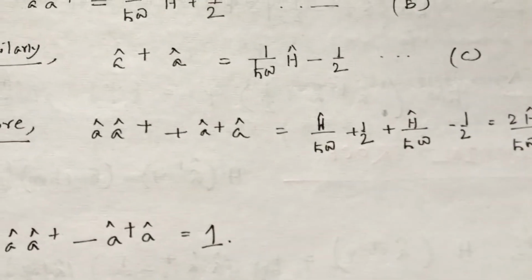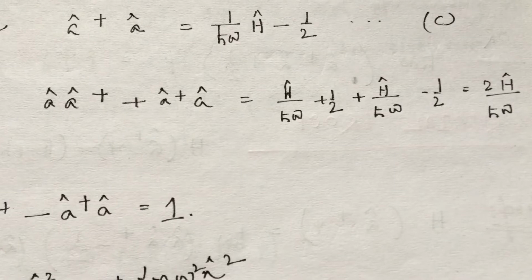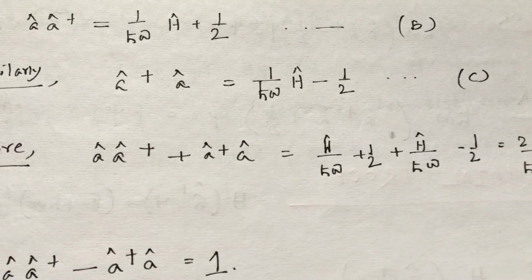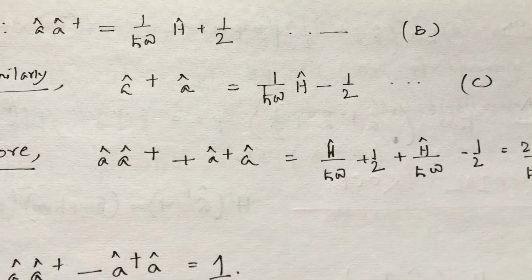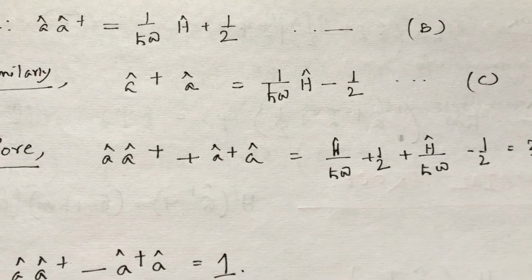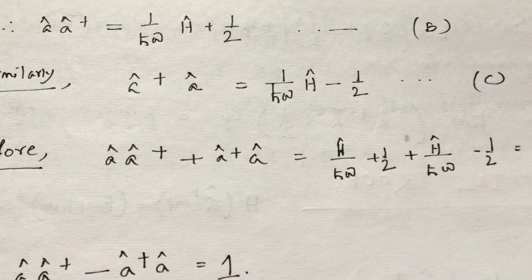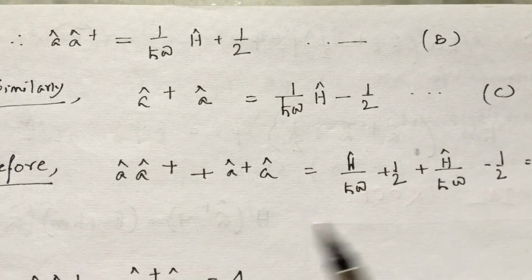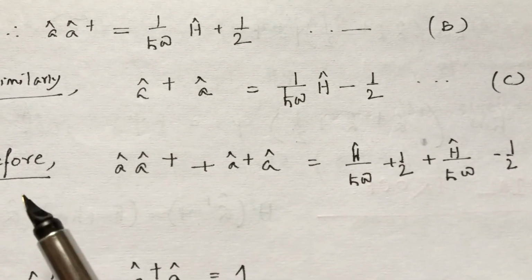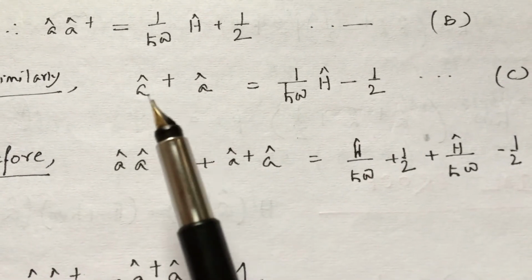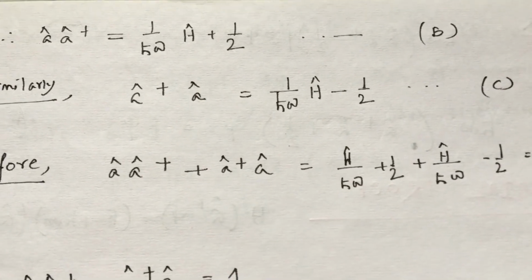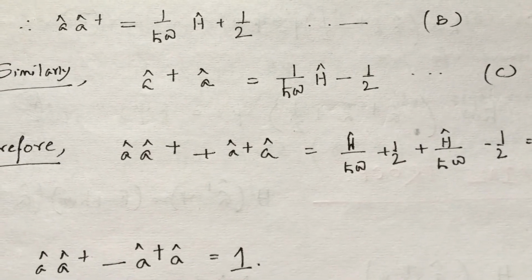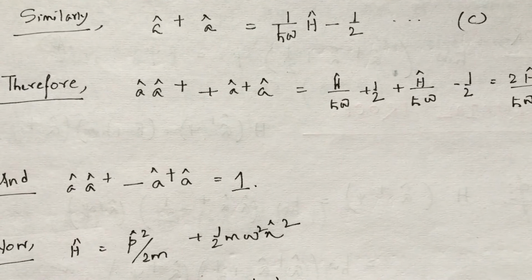In equation C, I have a similar relation, but this time it's A dagger A. Equation B is the product of A and A dagger. Equation C is the product of A dagger and A. These operators do not commute, so the ordering of the operators is extremely important, and this is quite evident from these two relations. If A and A dagger commuted, then A A dagger and A dagger A would have similar expressions, but here we can see that in equation B we have a plus sign before half, and in equation C we have a minus sign before half.